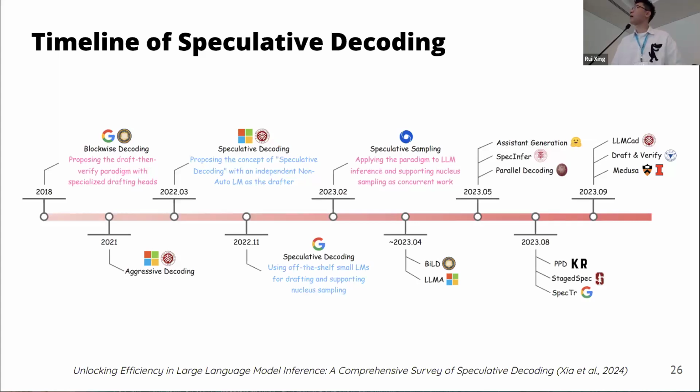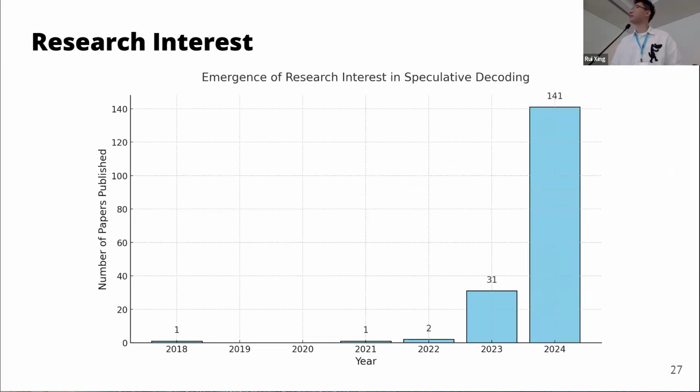And here is a timeline of speculative decoding from our survey paper. And we can see that the concept of speculative decoding was proposed in 2022. And after this year, many researchers drew interest in this promising research area. And we are very excited to see that there are more than 140 papers published in 2024, the last year.